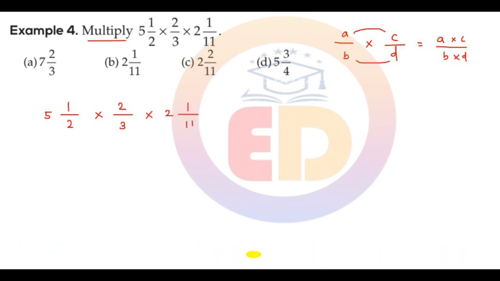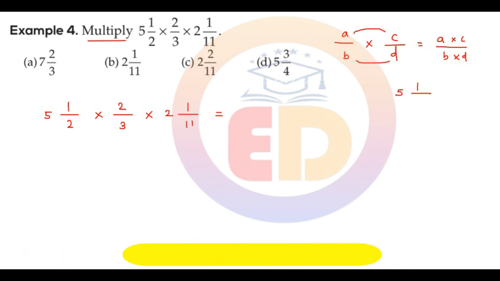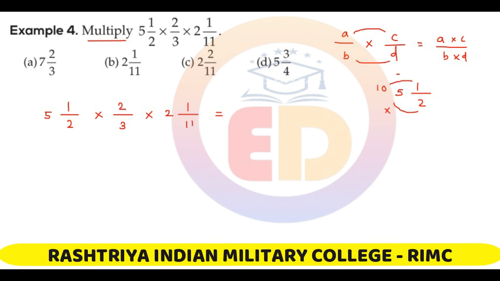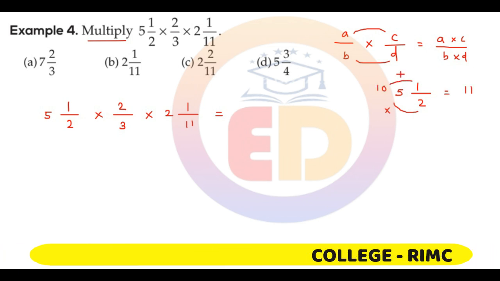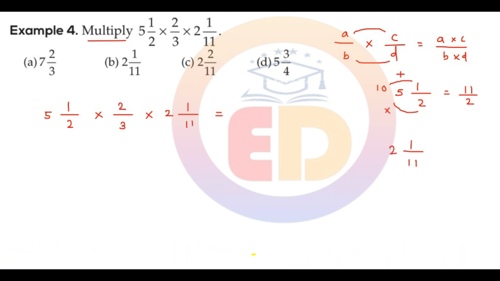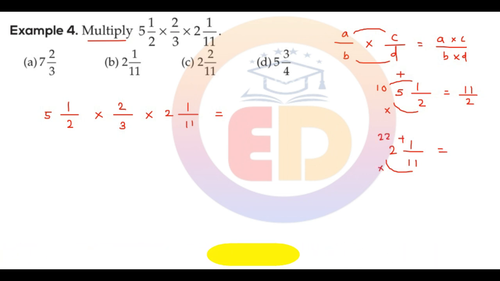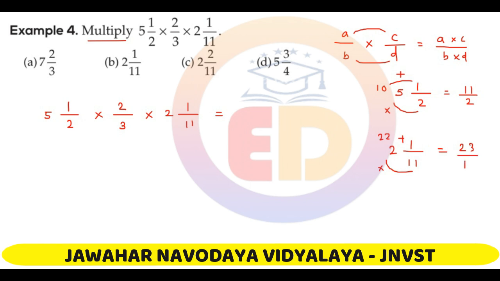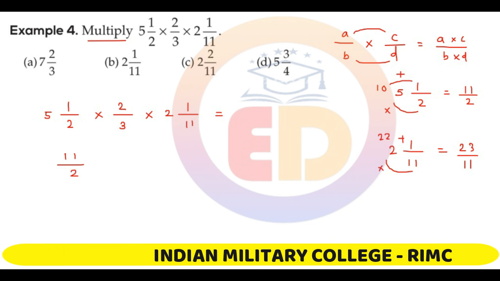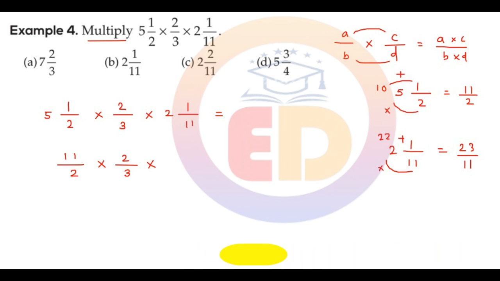So first what I have to do is I have to convert the mixed fractions to fractions. 5 whole 1 by 2 is 2 multiplied by 5, which is 10. Adding the numerator plus 1, this is 11 upon 2. The next is 2 whole 1 upon 11. 11 multiplied by 2 is 22. Plus 1 is 23 upon 11. Let us write down 5 whole 1 by 2 is 11 upon 2. Multiplied 2 upon 3. Multiplied 23 upon 11.